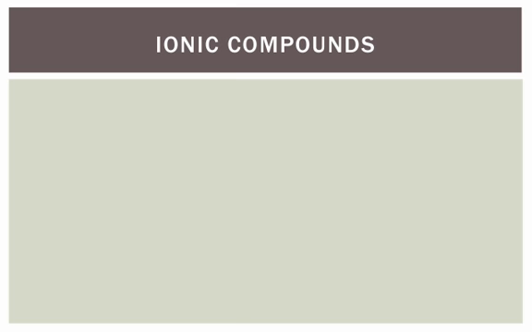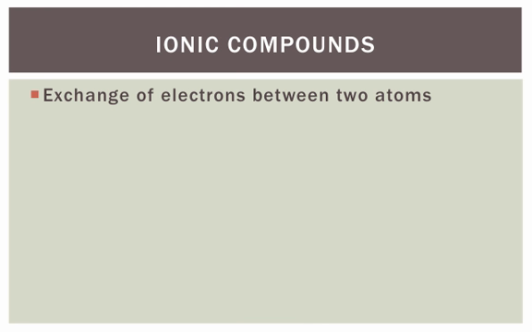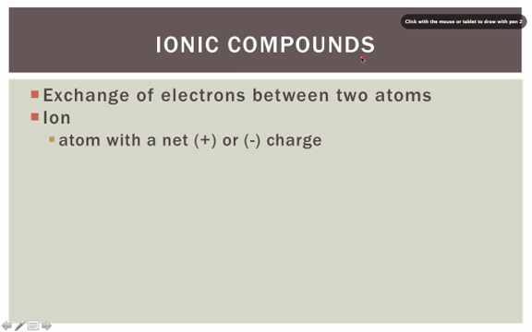Let's begin with a discussion of what ionic compounds are and why atoms form ionic compounds. To start, when you're having an ionic compound, we're dealing with an exchange of electrons between two atoms, and this is what actually goes about forming the bond. When you have atoms exchanging these electrons, it ends up turning them from atoms into something new, known as ions. An ion is any atom with a net positive or net negative charge.